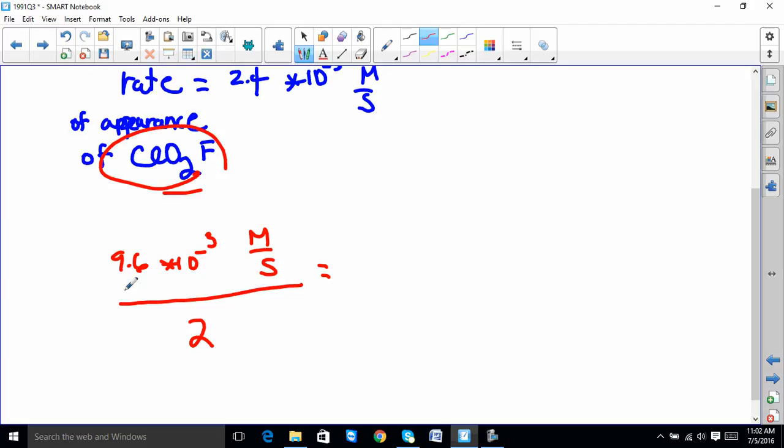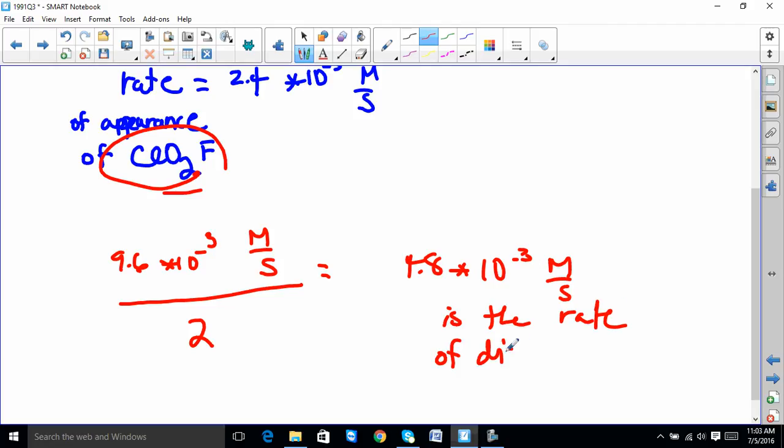But the question asks, how fast is fluorine disappearing? Well, 9.6 divided by 4.2 is 4.8 times 10 to the negative 3 molarity per second is the rate of disappearance. You can say disappearance.